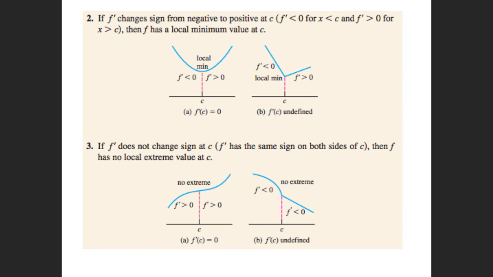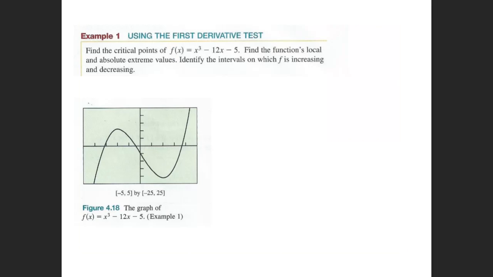So you can have a local min, a local max, and it always has to be where the derivative is set equal to zero. Now, if it's undefined, we don't have a max or min. So there's times where there aren't any max and mins, but most of the times we will be able to find them.